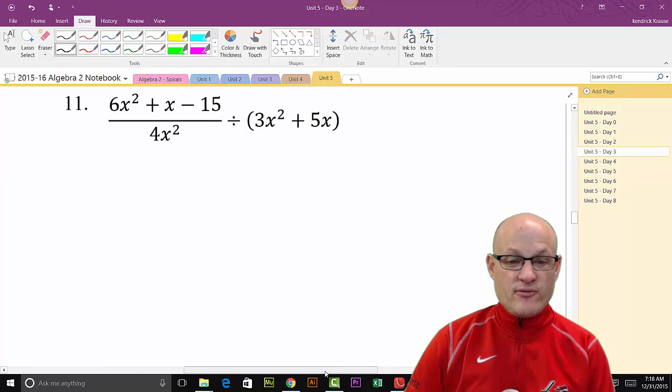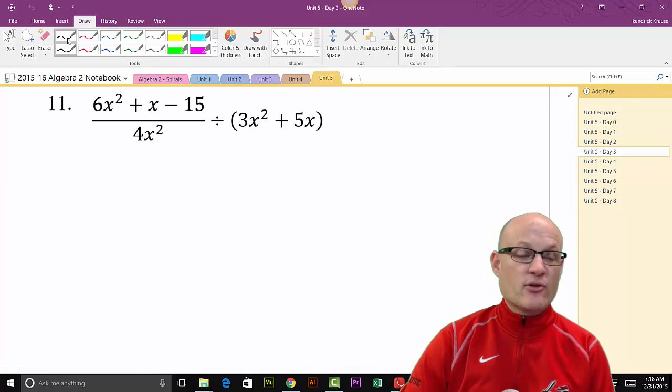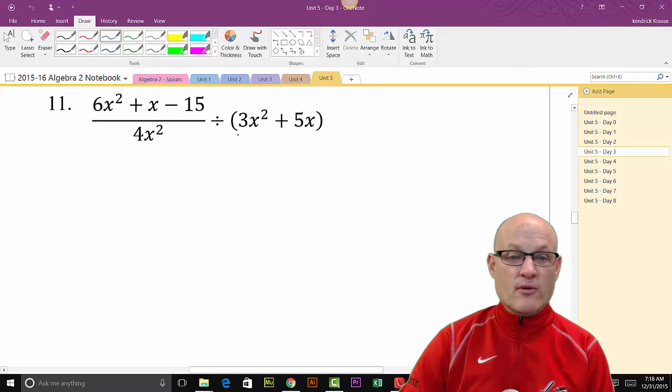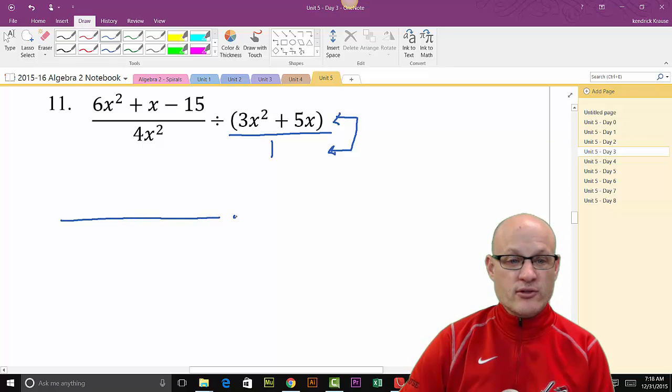Now, this is division, and some of you struggle with ones that look like this. We've got to remember, any number can be written over 1. So when I take this and flip it, that 1's going to come to the top, and that thing is going to go to the bottom. And we're going to change it into a multiplication problem. Sometimes it's easier to think about this one first. We'll put the 1 up here, and we'll take out an x here, and I'm left with 3x plus 5.